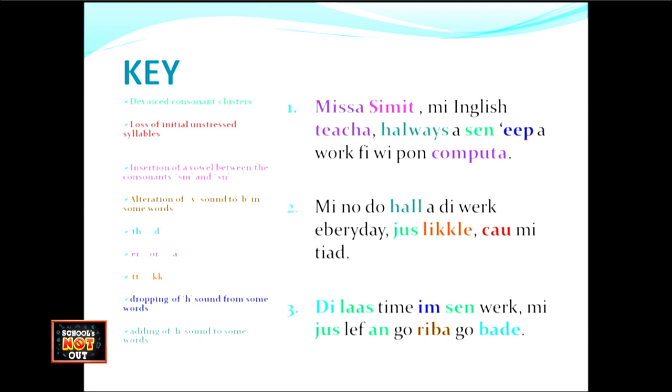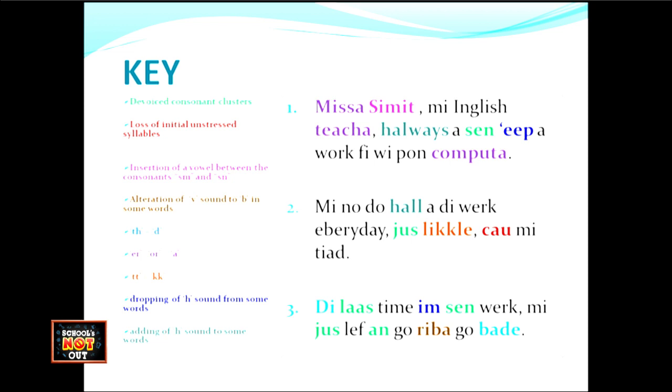The TH being reduced to a D, that's in blue. So we have in number two, the reduced to de, and bed. The TH is replaced with D. ER and OR being replaced with A.